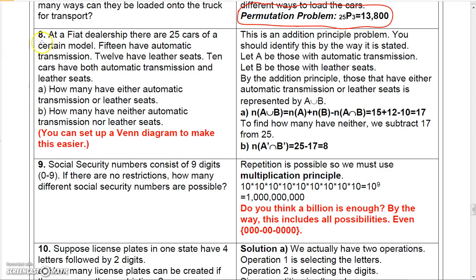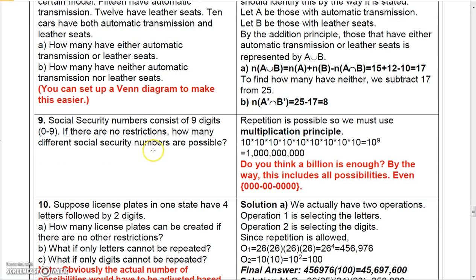Okay, so now what I've done is I've thrown at you an addition principle problem. And you should be able to recognize this, because what I've given you is a set of automatic transmission, a set of leather seats. So there's like two sets. So you can do a Venn diagram here to answer the questions. Let me see if I can find a little spot to do a Venn diagram.